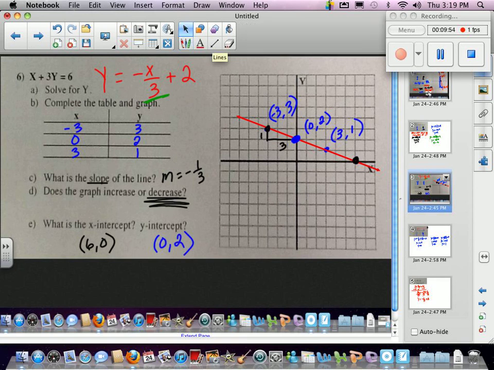Don't forget, you can always fast forward, rewind, pause, whatever you need to do. There's 3 and 6.